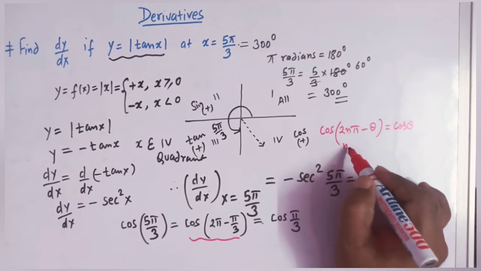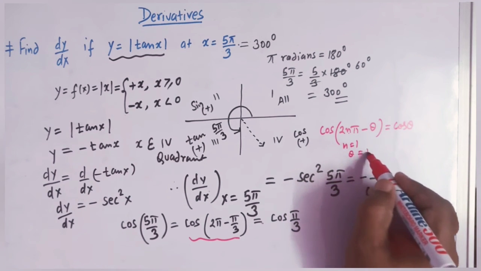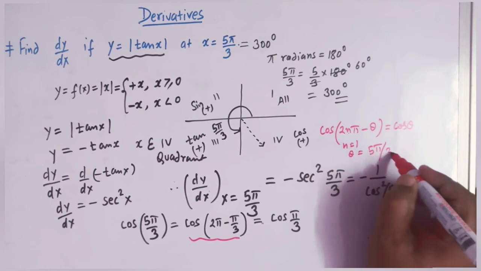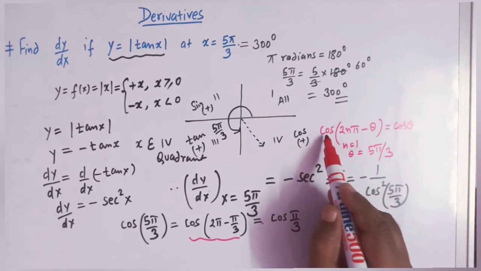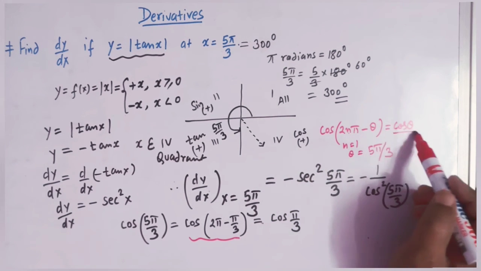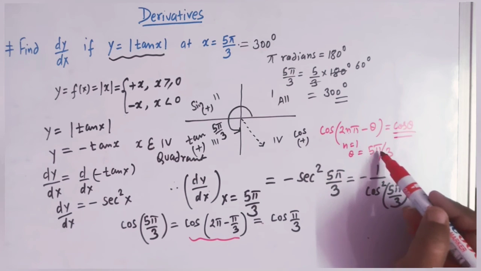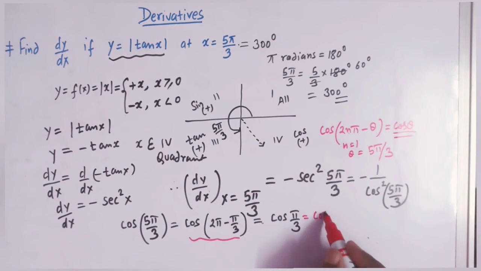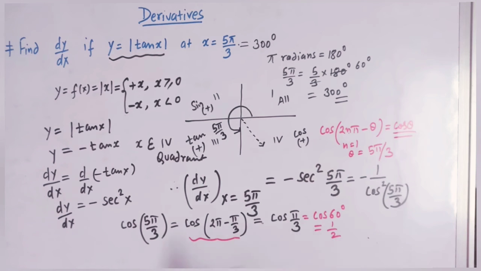If we take n = 1 and θ = π/3, then we have this expression: cos(2π − π/3) is equal to cos θ, and θ is π/3. So we have cos(π/3), and π/3 is 60 degrees. So cos of 60 degrees is equal to half. So cos(5π/3) is equal to half.